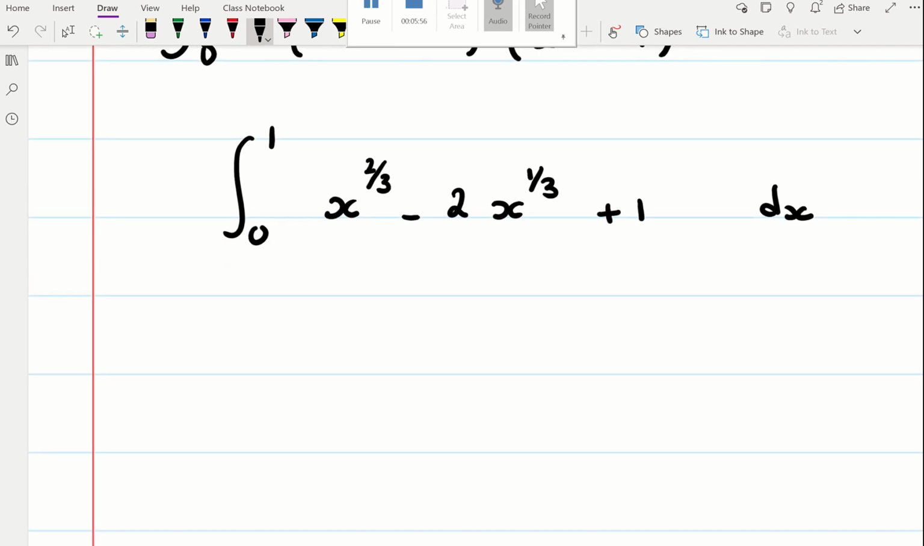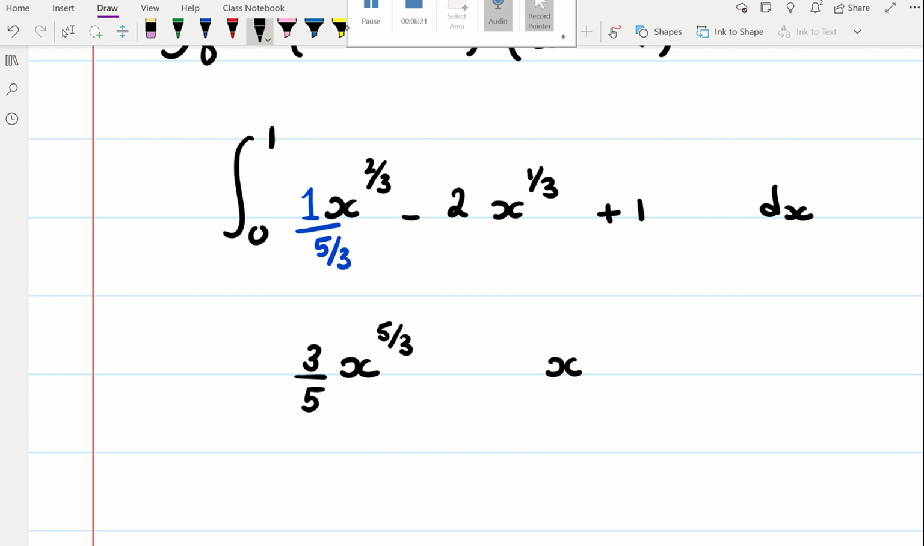So I need to add 1 to 2/3. So 1 plus 2/3 is 5/3. So I've added 1 to the power. There is my 1 here, and I need to divide by the new power, which is 5/3. 1 divided by 5/3 is the reciprocal, so it's 3/5.